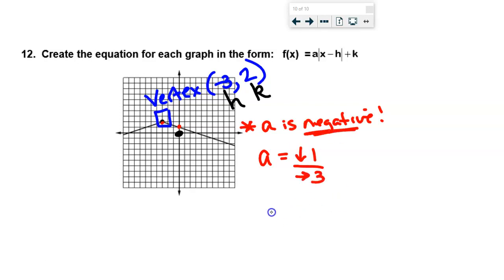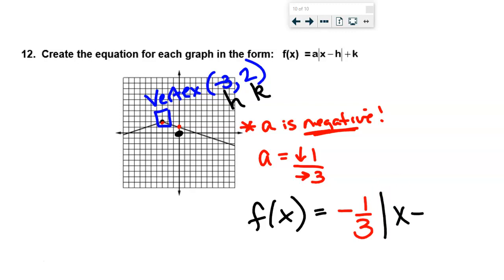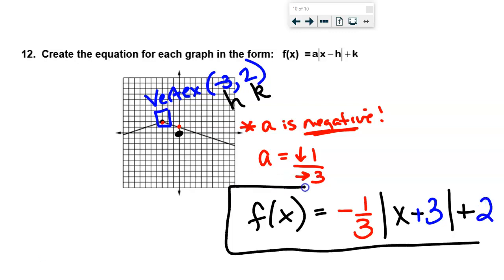All right, I think I have all the pieces of the information. So, oops, they call it f of x, not y. So my new function that I'm creating from the graph has a negative 1/3 in front, and then in the absolute value bar, it's x minus the h, so that would be minus a negative 3 would look like this, and then plus k, so plus 2. Creating the equation is kind of the synthesis of the whole topic of absolute value functions. It's all fine and dandy to be able to graph them, but if you can create them from a graph and go both directions, then you're good.